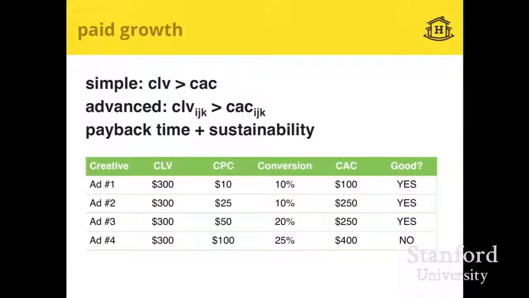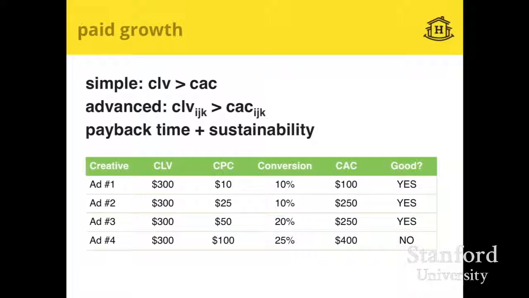And the conversion rates are different for all these ads. And then the CAC is calculated simply by the CPC divided by the conversion. So you see that there are different acquisition costs for different types of ads. To determine whether that is a good ad or a bad ad, all you have to do is check whether CLV minus CAC is more than 0.